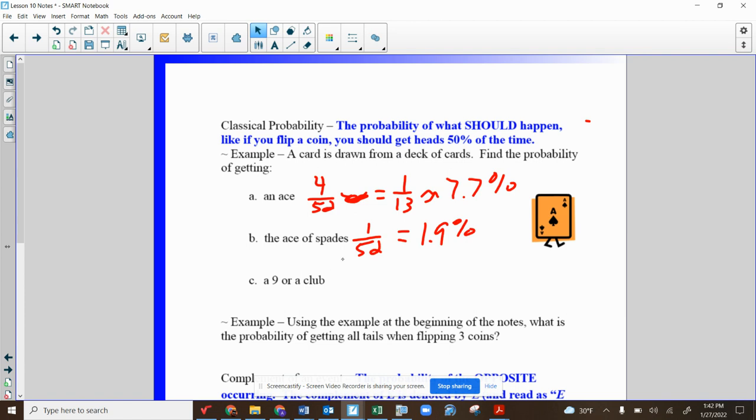So what I'm going to do is count the number of 9s, which would be 4 out of 52. Then the number of clubs, there are 13 clubs in a deck. But the problem is I've counted the 9 of clubs both here and here. So I have to take away that overlap. So 16 out of 52, which you can put in the calculator as a percentage.